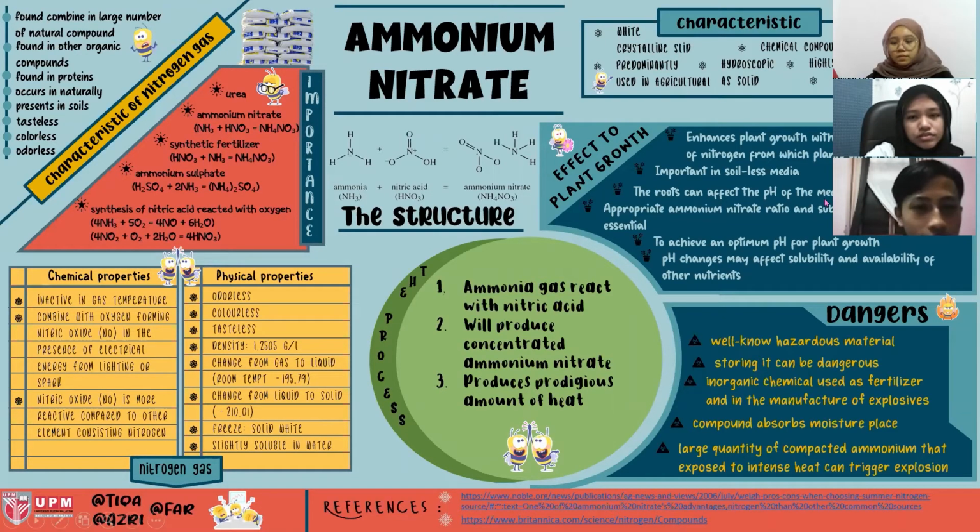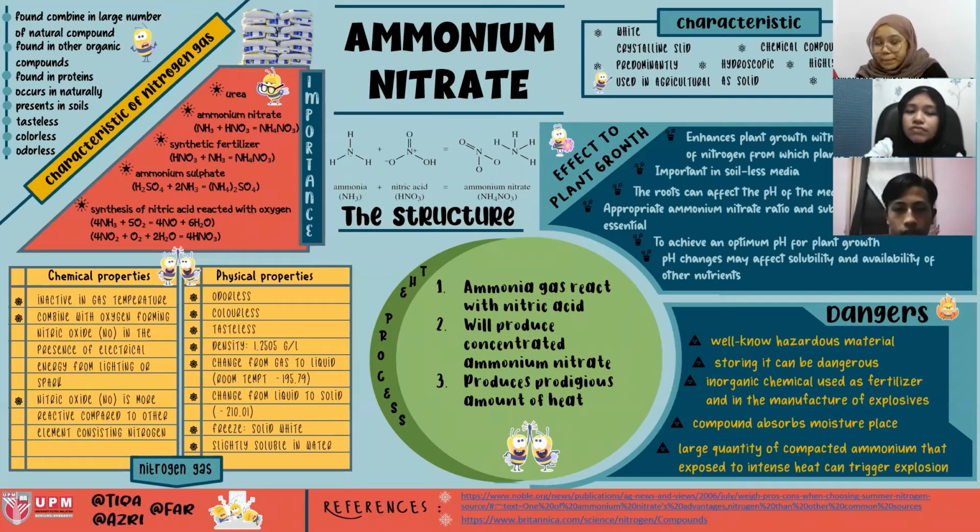Okay, Fazana, can you explain the importance of nitrogen gas? Okay, nitrogen gas is important to make two types of fertilizer. One is ammonium nitrate as a synthetic fertilizer, and the second is ammonium sulfate, which is used for alkaline soil. Nitrogen gas is also important because it exists in urea, and it is also used in the synthesis of nitric acid, reacted with oxygen. That's it.